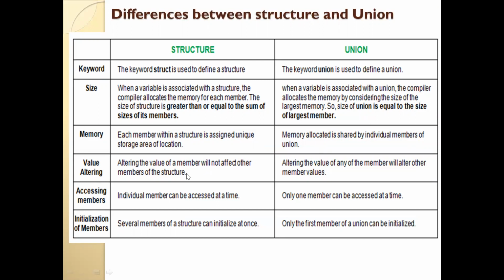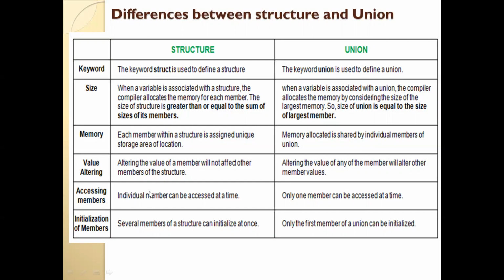Now one more difference: in a structure every member has its own memory location, so if you change any one of the member values, that will not affect the other members. But in a union, all the members share the same memory, so if you change any one of the member values, automatically the same change will be reflected in the other members also, because all the members share the same memory.